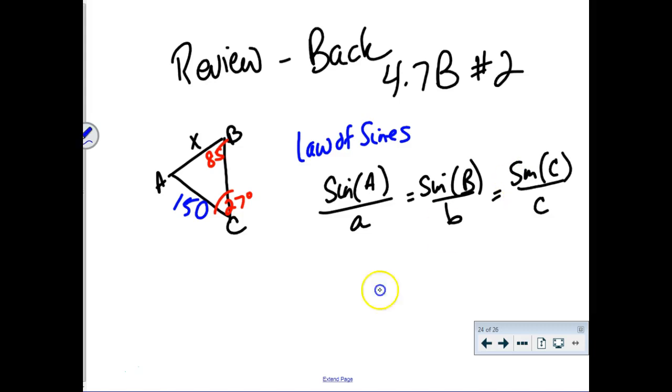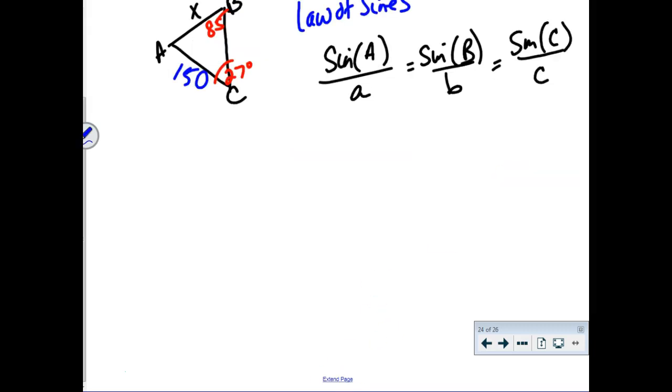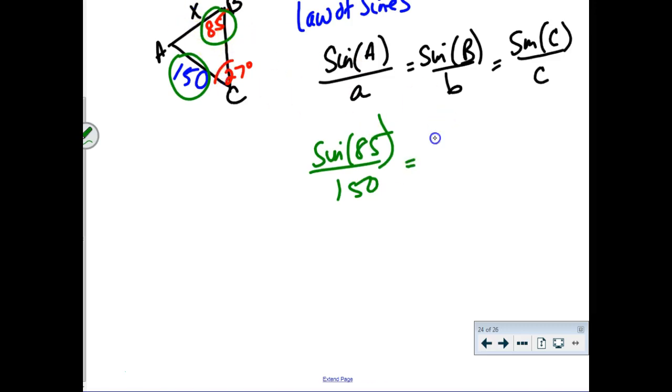So now let's use one version of that law of sines to solve our problem. The part of the triangle that's all filled out, I think we have it. You have angle B and you have side B. So we're going to set up the sine of 85 over 150 equals, and then we're trying to find x, so let's use the angle across from him. Sine of 27 over x.